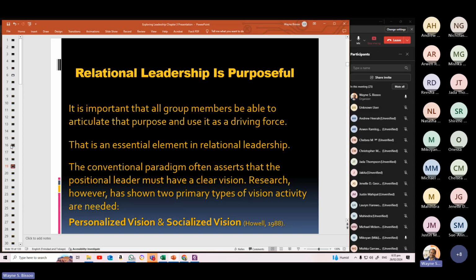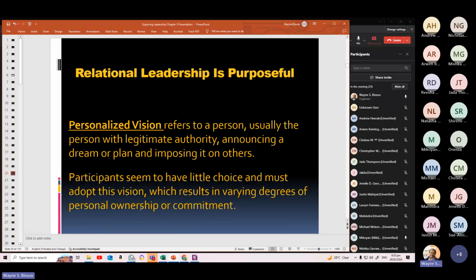All right. And again, this is why this model prefers that organizations are vision driven and not position driven. And that's because you have the situation of personalized vision and socialized vision. So let's understand, when we're looking at vision, what we're talking about. And there's a group that will be paying a lot of attention to that.